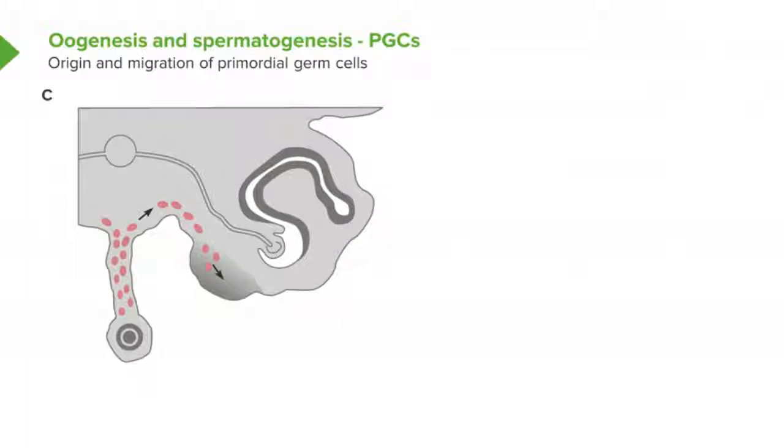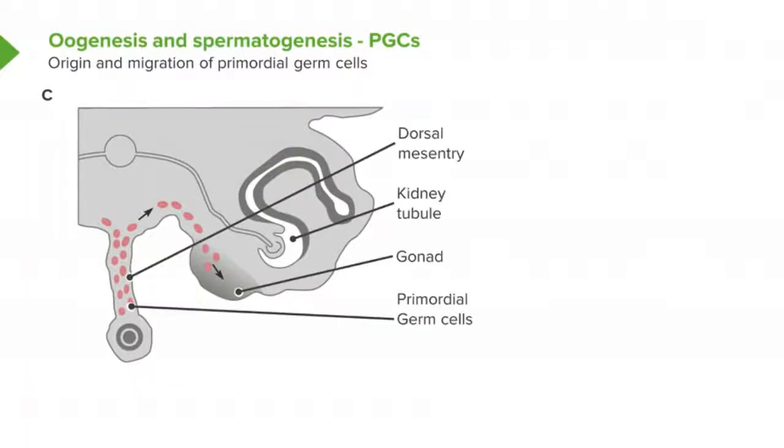In this view, we can also see a section, and we can see how the primordial germ cells are migrating up through the dorsal mesentery of the gut and then round to populate the gonad. In this diagram, we can also see kidney tubules, and these are part of the mesonephric system. And if we follow that tubule round, it terminates in the mesonephric duct.